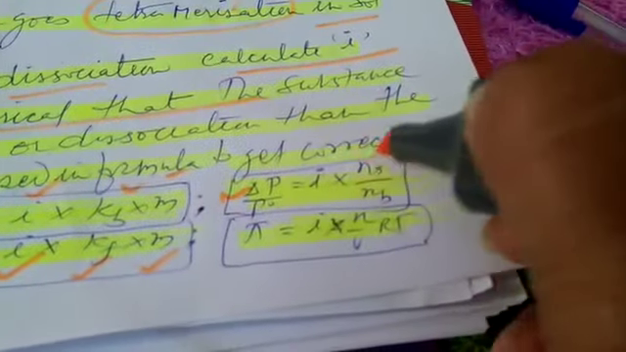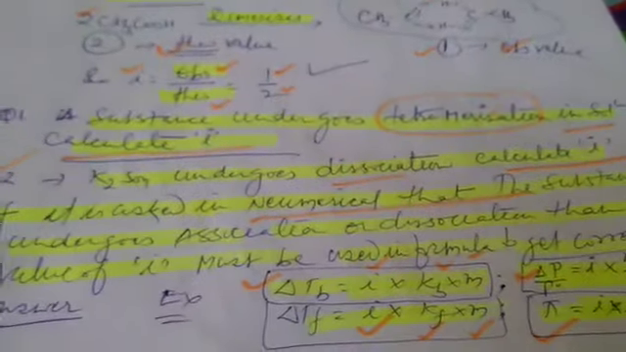So, in case of association or dissociation, the formula for elevation in boiling point will be i into Kb m, depression in freezing point i into Kf m, relative lowering of vapor pressure will be i into Na upon Nb, and osmotic pressure will be i into n upon V RT. So by this we can calculate the values.